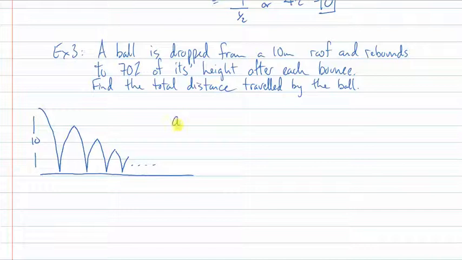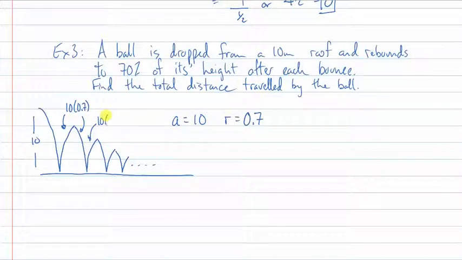Okay, well, I want all the distance traveled. That's all the downs and the ups and the downs and the ups, isn't it? Well, I've got 10 down. That's my A. My R is 0.7. And after this, you can see that I go both up and down. So this is actually 10 times 0.7, and so is this. This term over here is 10 times 0.7 times 0.7, and so is this, and so on.